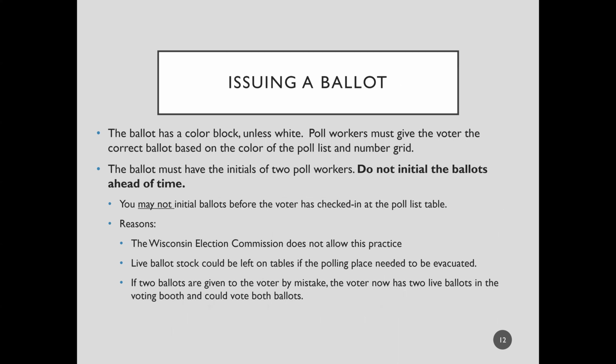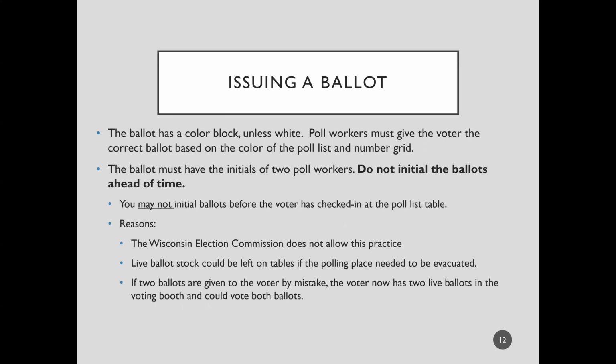Issuing a ballot. The ballot has a color block unless white. The poll workers must give the voter the correct color block based on the color of the poll list and number grid. Your poll list should match your color ballots, and so should the number grid. The only reason why it would not match is if you have a split ward where you have 2 colored ballots and 1 poll book.